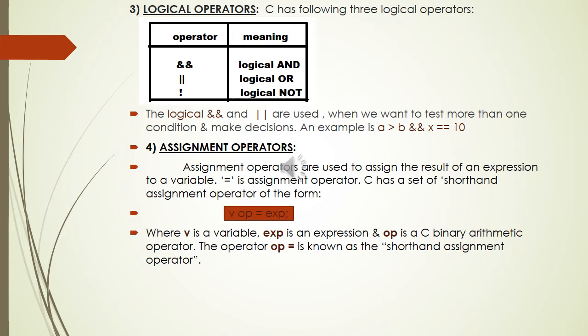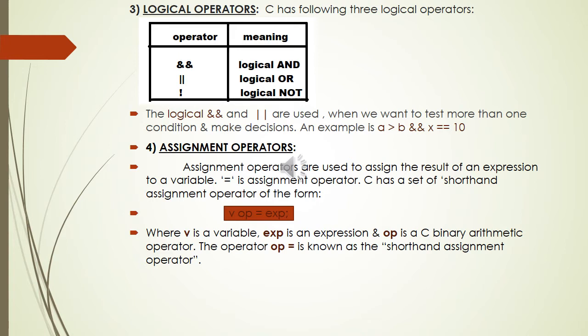Third operator is logical operators. C has the following three logical operators: logical AND, logical OR, logical NOT. The logical AND and logical OR are used when we want to test more than one condition and make a decision. For example, A is greater than B as well as X is equal to 10. We are using the logical operator.